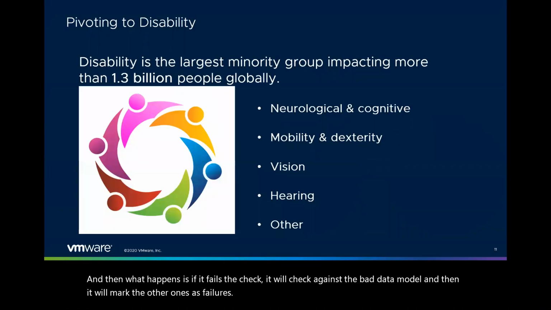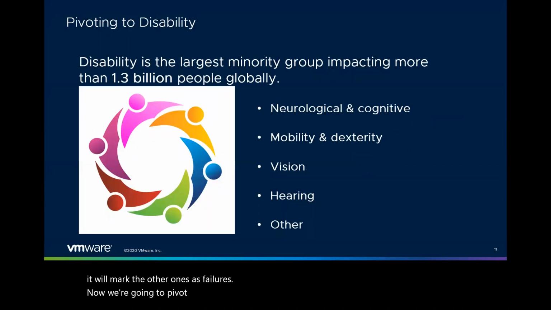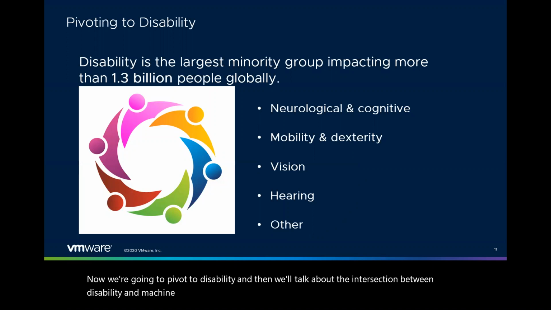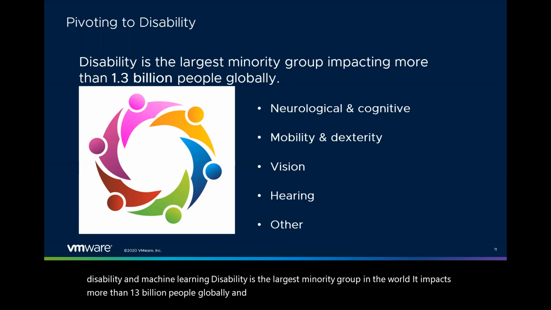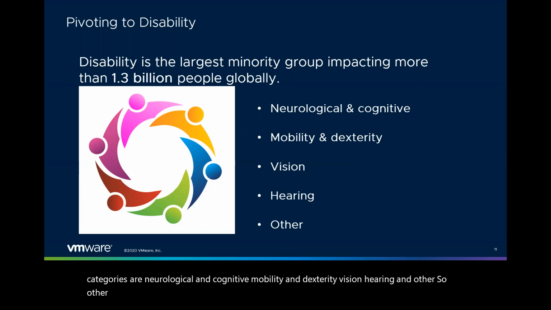Now we're going to pivot to disability, and then we'll talk about the intersection between disability and machine learning. Disability is the largest minority group in the world. It impacts more than 1.3 billion people globally, and it comes in 5 different categories: neurological and cognitive, mobility and dexterity, vision, hearing, and other. Other includes things like fibromyalgia and chronic pain, type 1 diabetes, lupus, other autoimmune conditions, and cancer, for example.